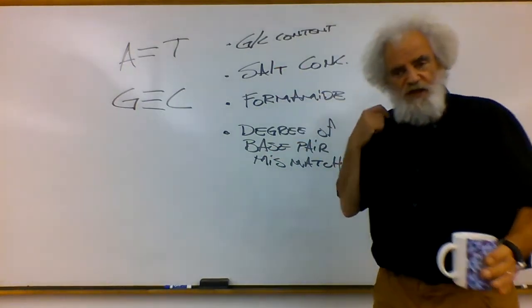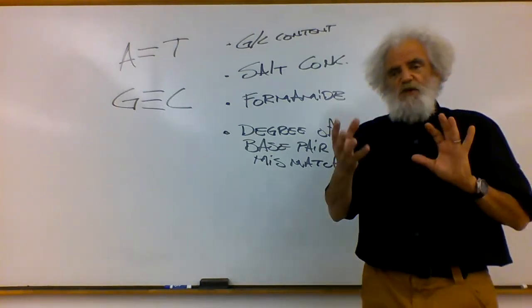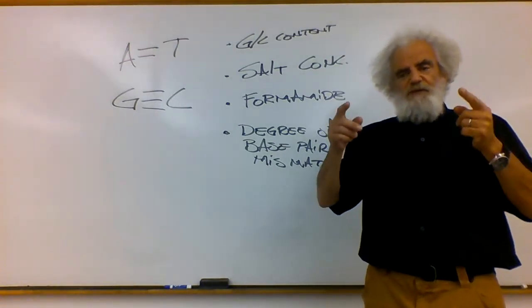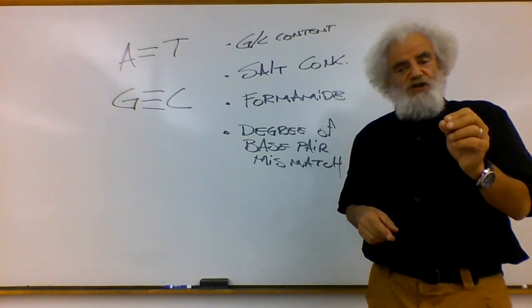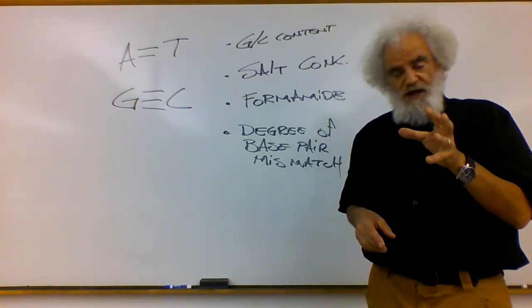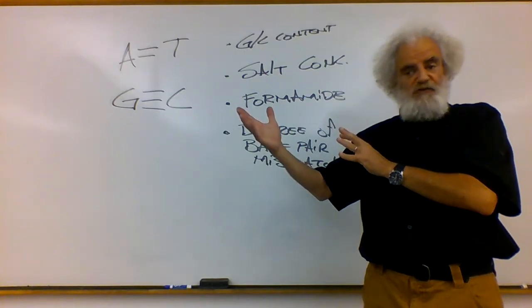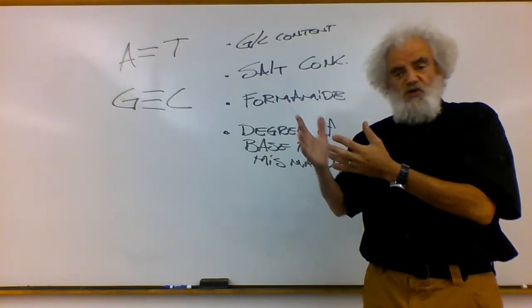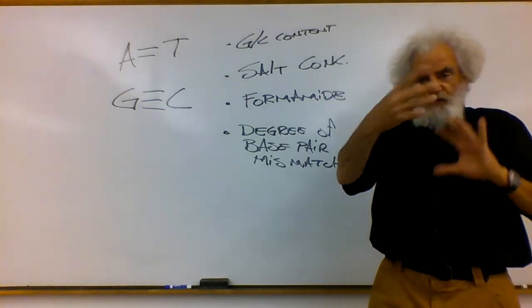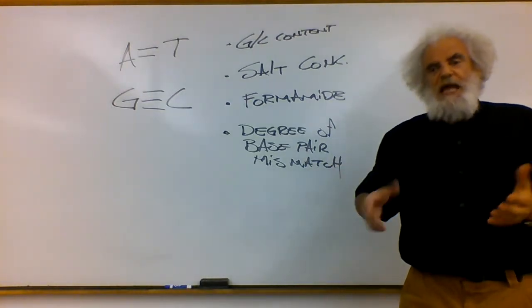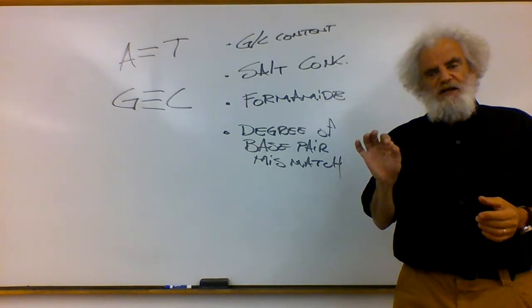So with any kind of sequence or experiment, you have to begin looking at the GC content, the salt concentration that you're going to run the experiment in, the formamide concentration that you may or may not choose to use, and the degree of base pair mismatch that you're either looking for or you're willing to tolerate, and that can determine what your TM is.